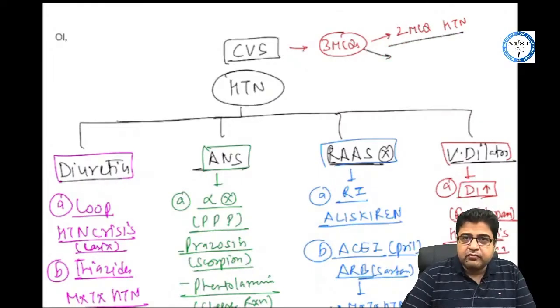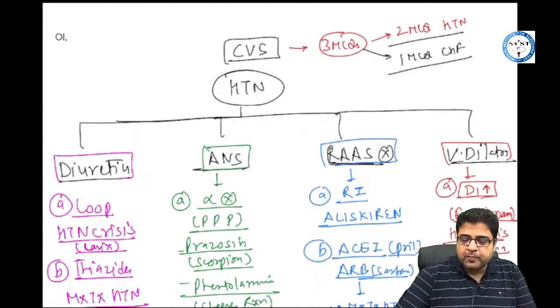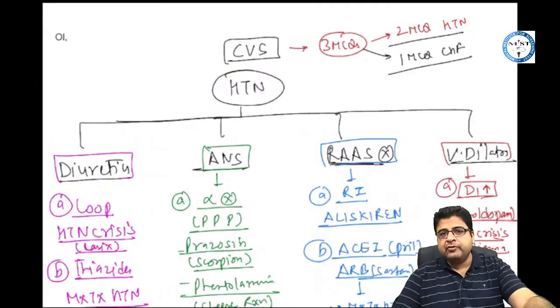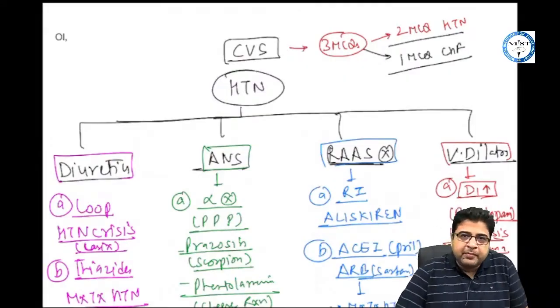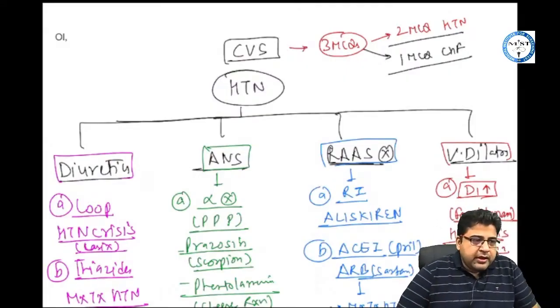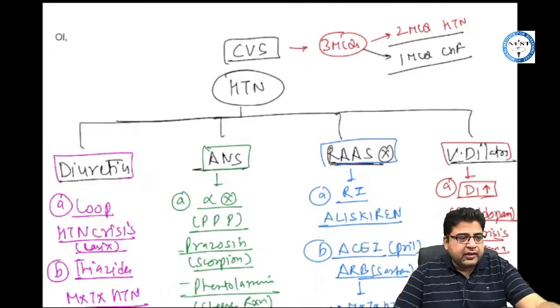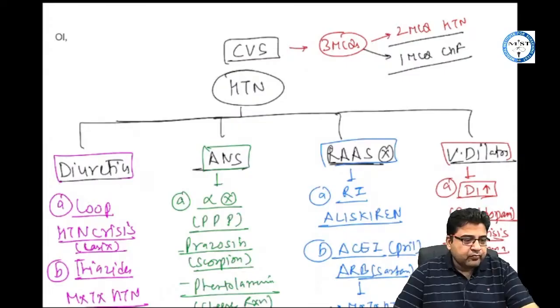1 MCQ will come from CHF. So these two topics are important. Total 3 MCQs will be asked: 2 MCQs from hypertension and 1 MCQ from CHF. So let's start with the first topic.